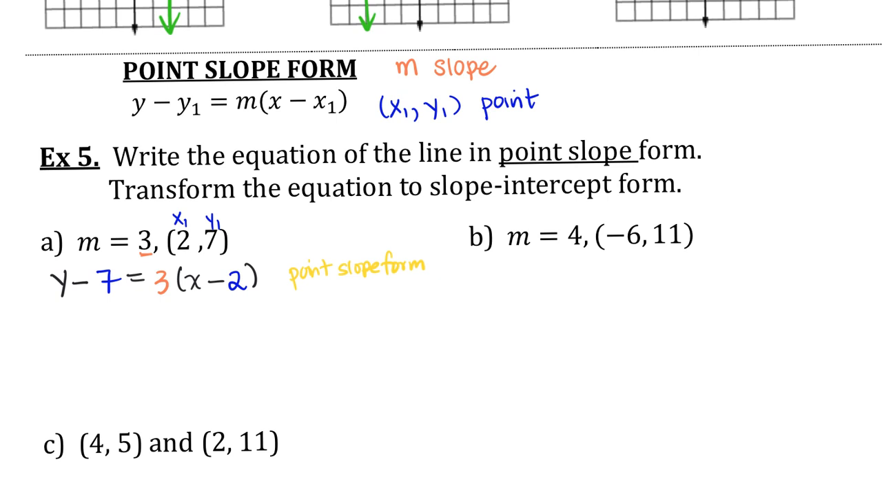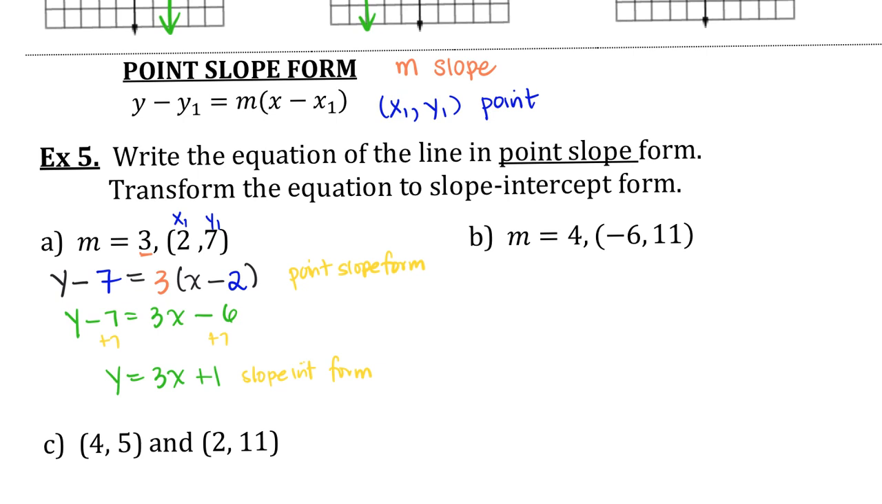We often like things in slope-intercept form, so let's transform this to slope-intercept form. Slope-intercept form says y equals, so we need to solve this for y. What am I going to do first? Let's distribute. Minus 6. Good. I need to say y equals, so let me add this 7 over. Y equals 3x. Negative 6 plus 7 is positive 1. This is slope-intercept form. Depending on the question, you're going to give whatever format they ask you to give.